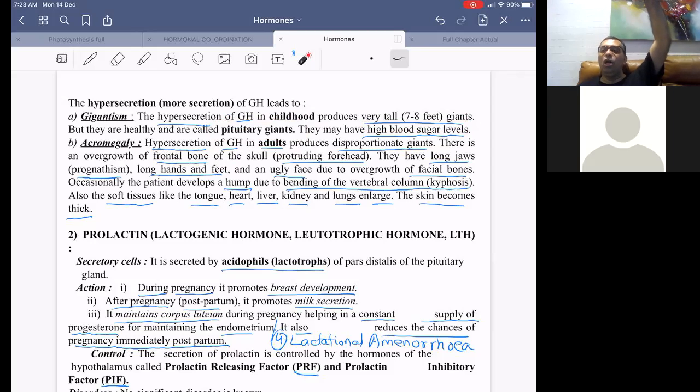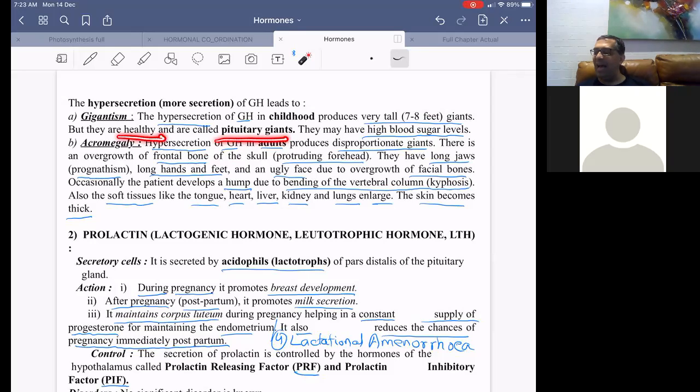If height is more, body volume will increase. If body volume increases, you need a bigger heart to pump blood for the entire body, bigger lungs because a body with bigger volume needs more oxygen, bigger liver, bigger kidneys, bigger tongue. Everything is fine. So they are proportionate giants, called pituitary giants. They are healthy. They will have one problem though.